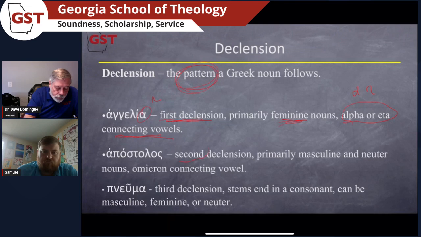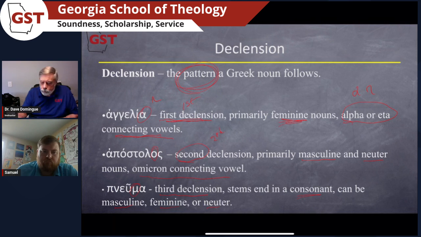For second declension ones, it's going to be an omicron, and that's going to be our connecting vowel or stem ending. And in gender, it will be either masculine or neuter, one of the two, if it has the second declension omicron. Now, the third declension, which we're not going to do for a little while, is going to have a consonant in its stem ending, and it can be masculine, feminine, or neuter. It's not going to be all three, but the word itself, pneuma, happens to be neuter.